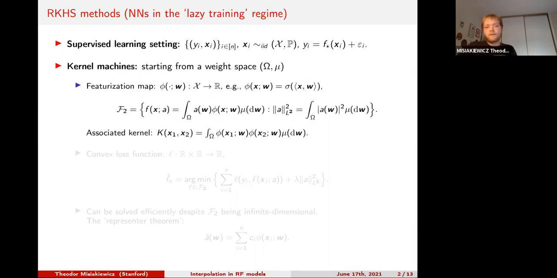We consider a featurization map, which for any weight W associates a square integrable function phi(., W) on the space of covariates. For example, you can think of them as an activation function sigma applied to the inner product of X and W. We define the RKHS, denoted here by F2, to be all functions f(x) that can be written as an integral over the weight space of a(W) phi(x, W) dW. These functions will have a square integrable density, a function a. This construction is equivalent to the standard one with associated kernel K(x1, x2).